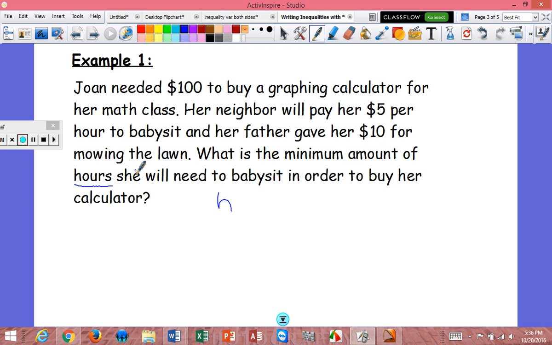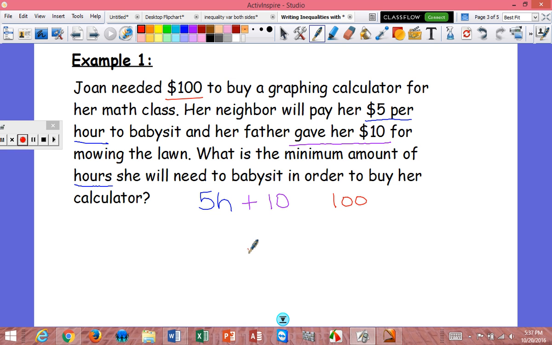Now I want to look for a number that's going to be multiplied by the number of hours. So if I look back in the problem, I see that her neighbor's going to pay her $5 per hour to babysit. So that would be 5H. Then it says her father gave her $10 for mowing the lawn. So that means whatever she makes babysitting, we're going to add $10 to that because she already has that amount saved up. We know that in total she's going to need $100. So I'm going to go ahead and put the 100 on the other side.